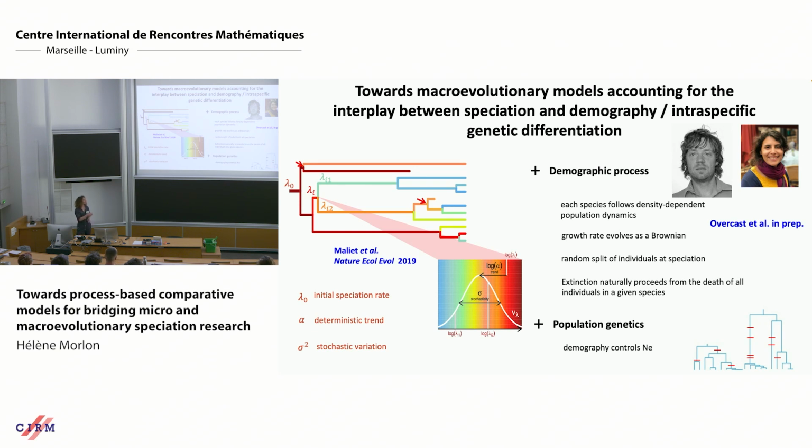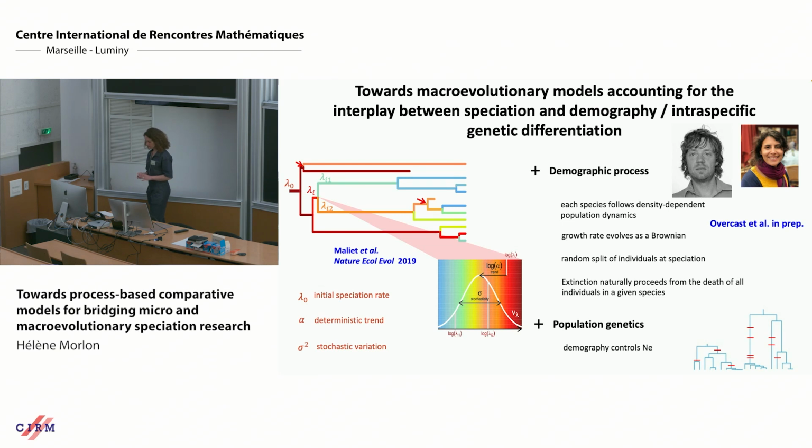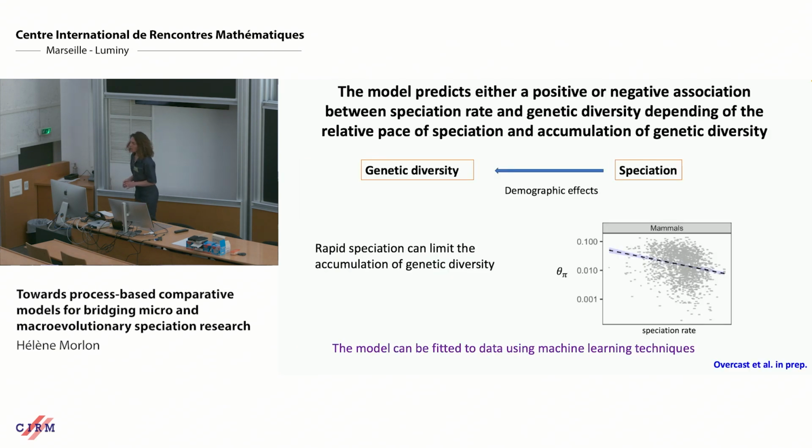If we do that, we have a record of the fluctuation in population size through time at the tip of a phylogeny. And so we can use some results from the coalescent process and population genetics to have expectations of what the genetic diversity of a species should be under this demographic process. And what we found by putting together this model is that we can produce both a positive or a negative relationship between speciation rate and genetic diversity.